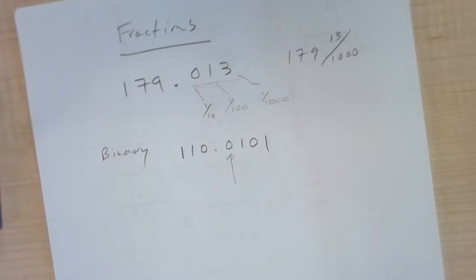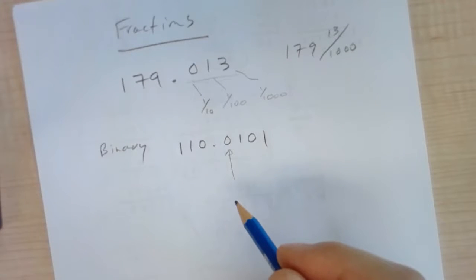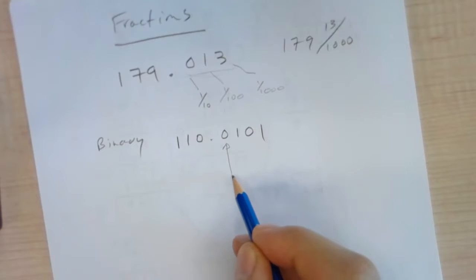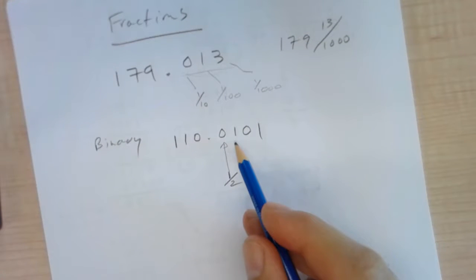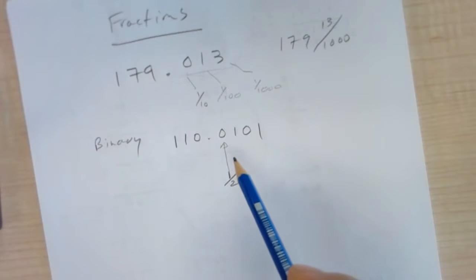A tenth? How about you? What do you think, Amelia Bedelia? 2, or maybe 1 over 2. 1 over 2? It's a fraction, so it's 1 over 2. How about this one then, Christy? What's that? 100th would make sense if it was decimal, but it's binary.